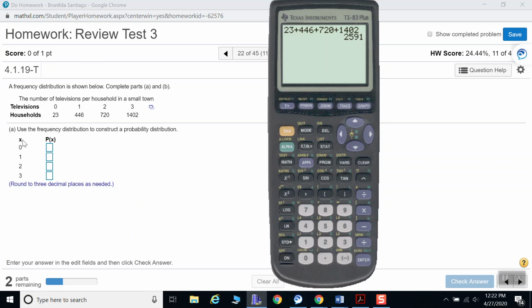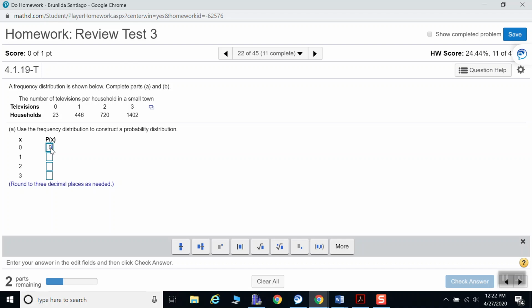So for the random variable x, 0 is going to be 23 out of 2591. That will indicate the probability of 0 TVs. And they want 3 decimal places. So 0.00, the 8 is followed by another 8, so it is 0.009.